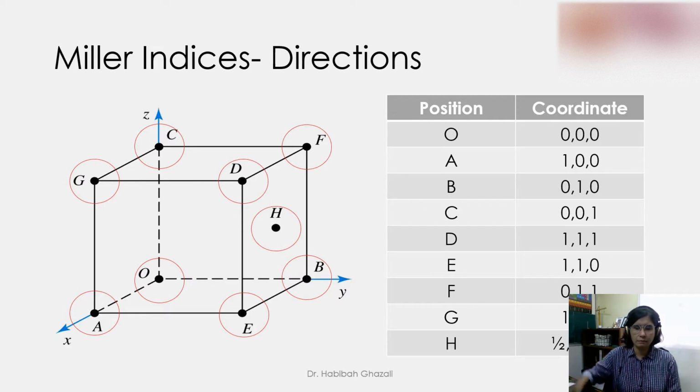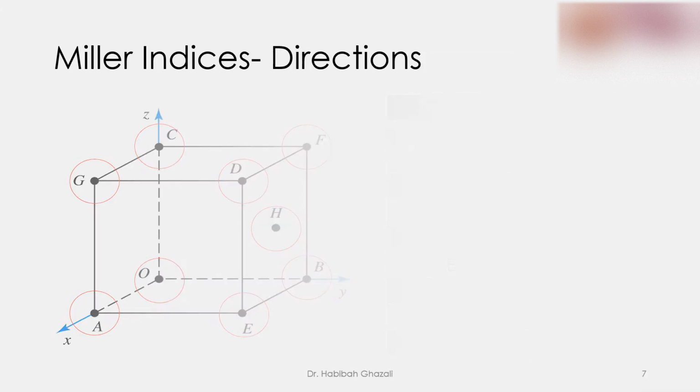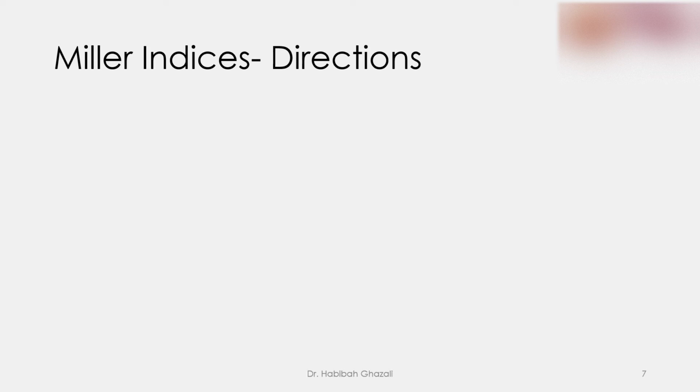And I have this odd lattice point here that I indicate as H, the coordinate for H is half, 1, and half in relation to this unit cell. All right, so that is that. Now that we know the position or the coordinate of each of these lattice points, we're good to go in indexing our plane and also our direction. So I will start with how to index direction first. So how we use Miller indices to index direction.